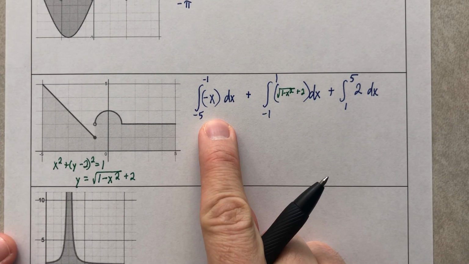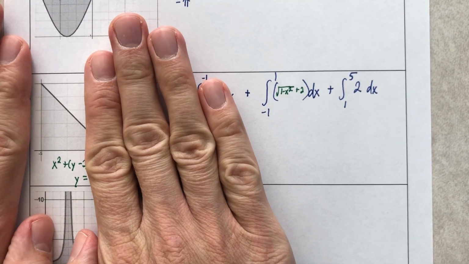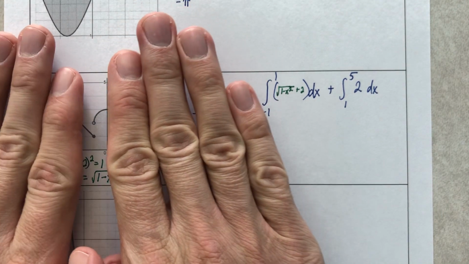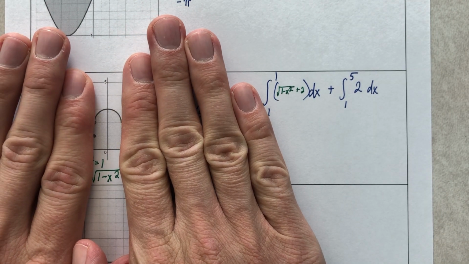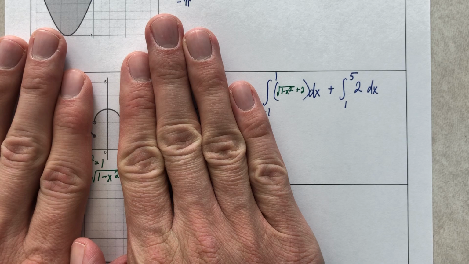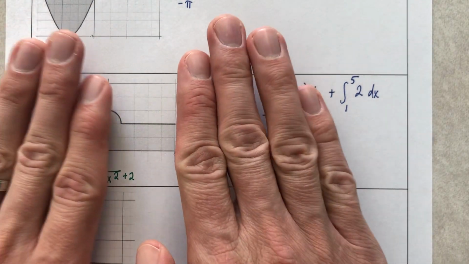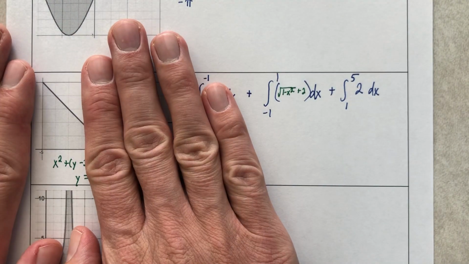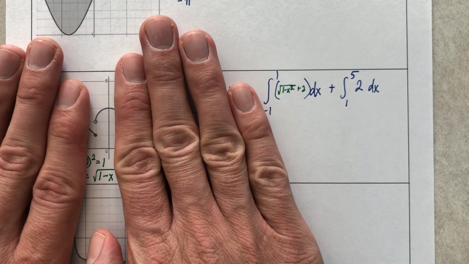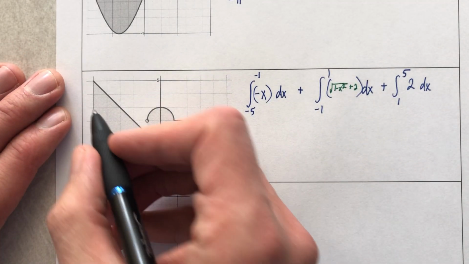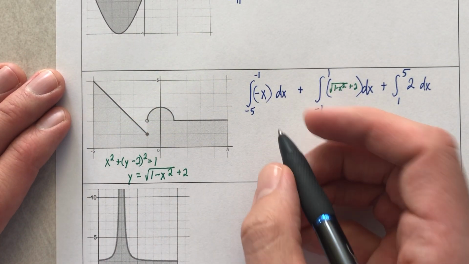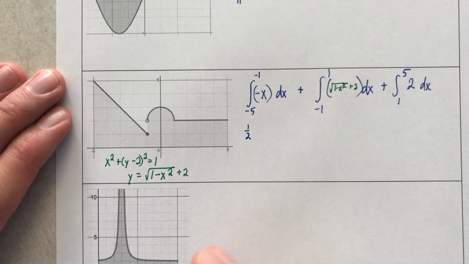This area right here looks to me like a trapezoid. This area, break it up into pieces if you have to. It's a semicircle and a square. This is a rectangle. This one and this one are going to be easy. This one takes a little bit of work. Let's move on. This trapezoid right here is 1/2.